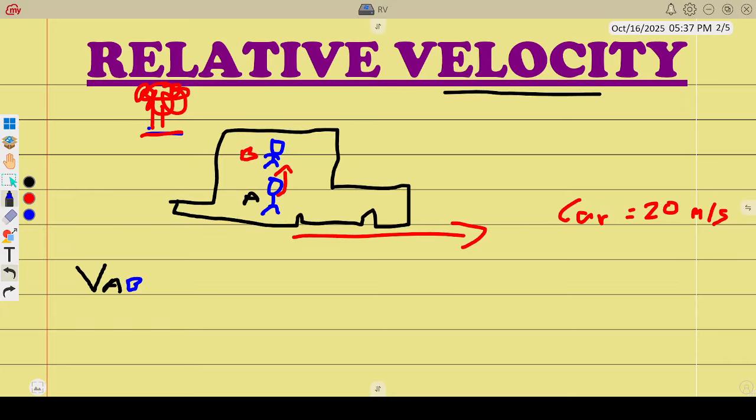Okay. Wait. I thought it's not recording. So this is the velocity of person A with respect to B. So I think my screen is okay.